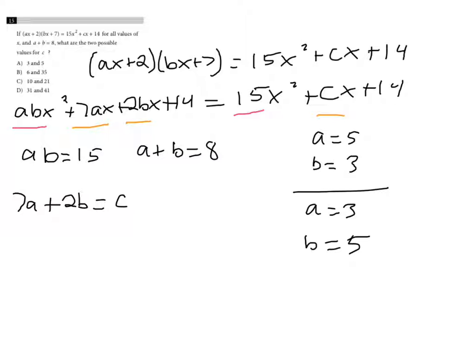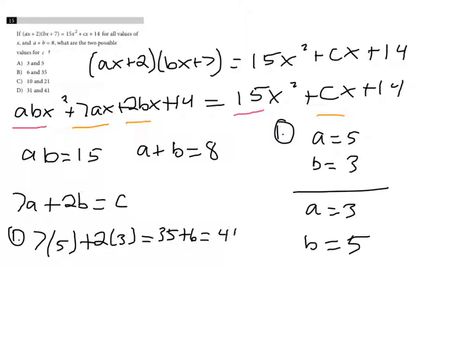So let's go with the first case here. In this first case, A is 5 and B is 3. So what do we get? We get 7 times 5, which is 35, and we get 2 times 3, which is 6. I'll go ahead and write it out here. And we'll end up getting 41. So in this case, C is 41. Now, if we wanted to, we could stop there, because that's our answer choice D. But if another answer choice had 41, we have to plug in our second option as well.